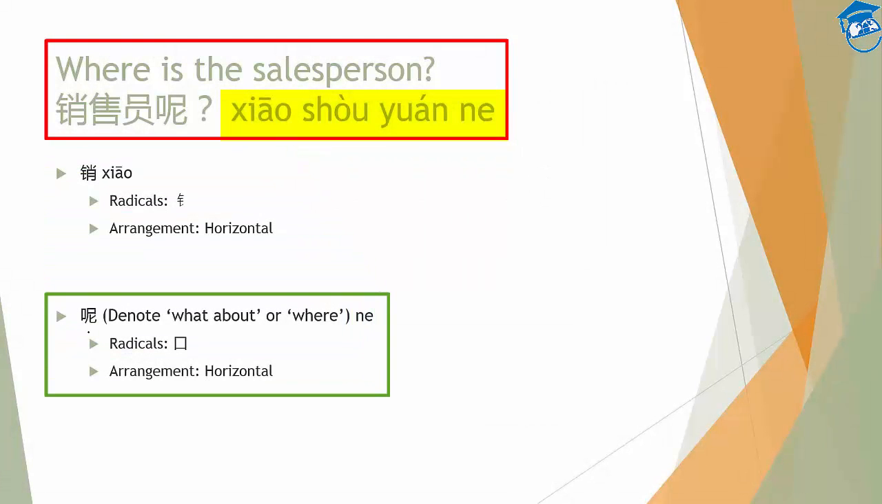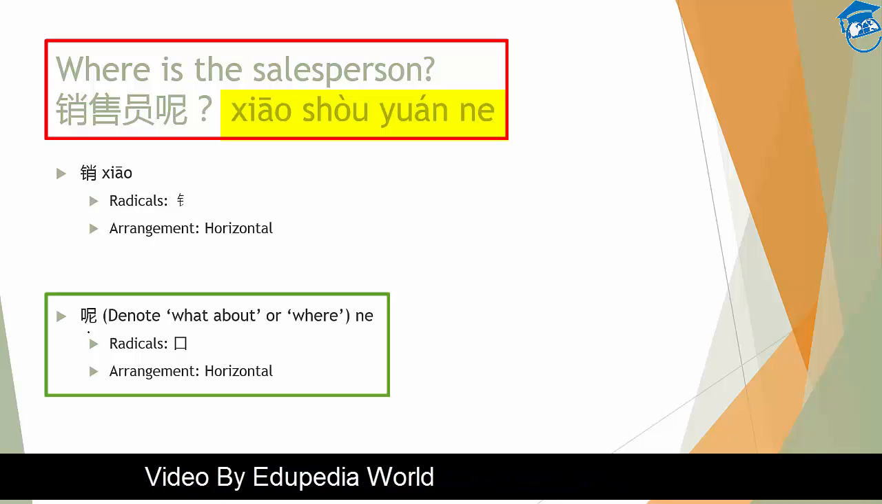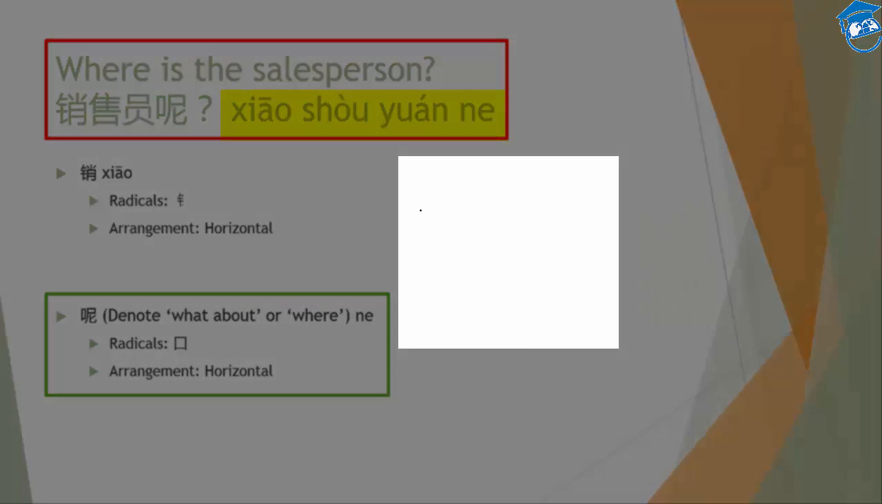Okay, the last word here is 呢. So this one, it is quite commonly used to ask questions. And in short, if you are asking something and it ends with 呢, you usually ask about, what about this thing? Or where is this thing? Okay, so if you are saying a noun and then follow with 呢, it usually means what happened to the object, or where is this object. Okay, so this is the pinyin and the radical is what's on the left there. So the arrangement is horizontal. Okay, so here's how to write 呢, 1 2 3 4 5 6 7 8.